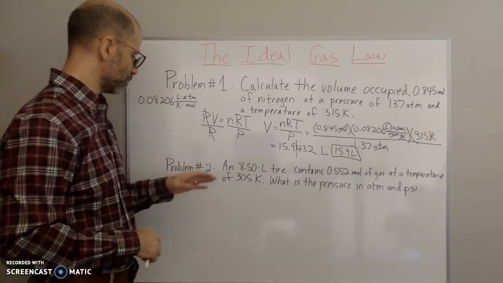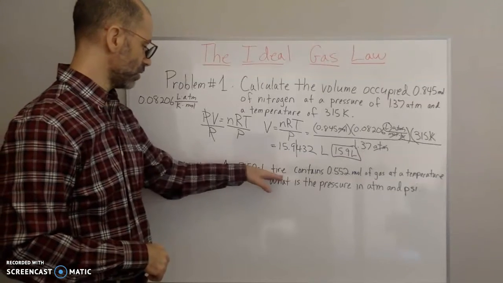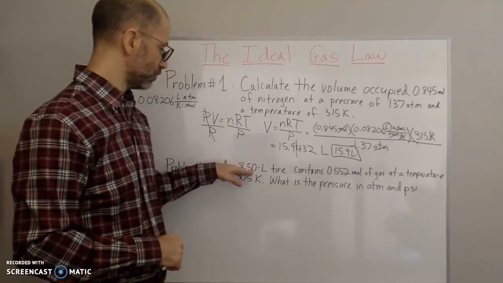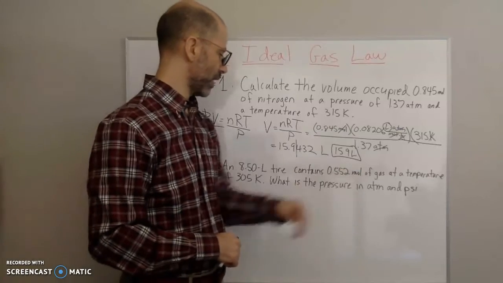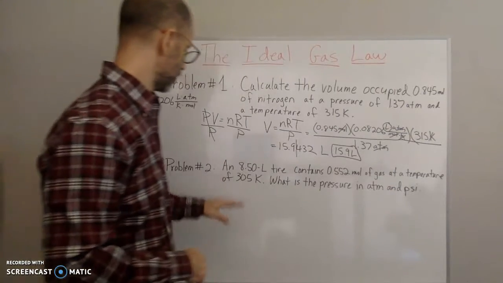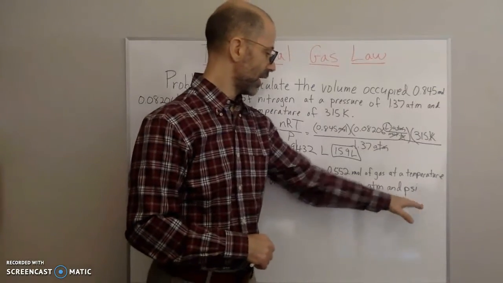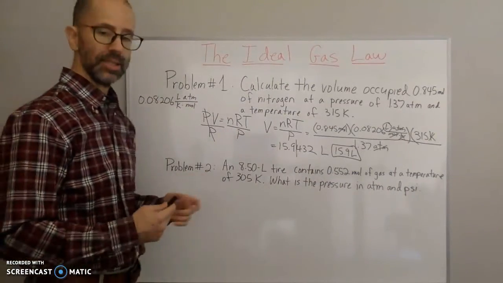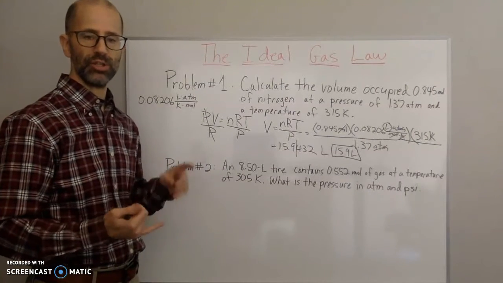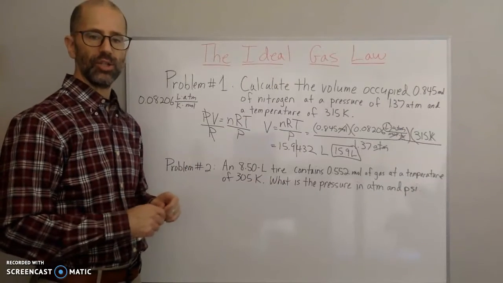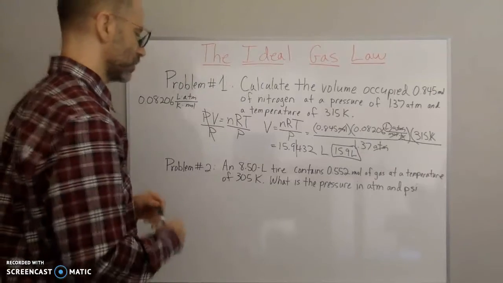So in the second problem here, you have an 8.50 liter tire. So you're given the volume of the tire. You're told that it contains 0.552 moles of gas at a temperature of 305 Kelvin. And then they ask, what is the pressure in atmospheres and PSI? So again, this is an ideal gas law problem because they're not giving us a change in anything. There's no change in pressure, volume, temperature, anything. So they're giving us a set of conditions and they're asking for the missing piece. So here they're asking for pressure.